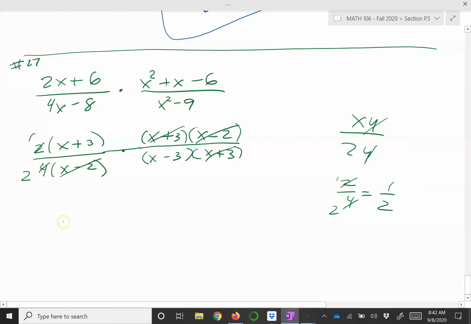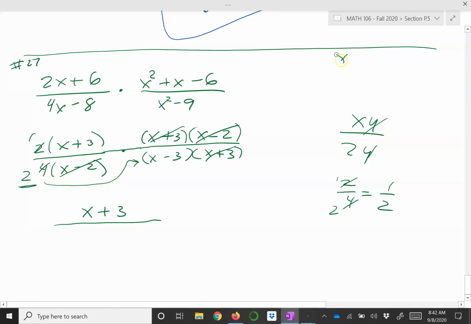Okay, so what's my final answer going to look like? Well, the only thing I have in the numerator is x plus 3. Now, in the denominator, and this came up in a question in one of the Zoom office hours I had, the question was, well, can I put this 2 over here next to the x minus 3? And the answer is absolutely yes.